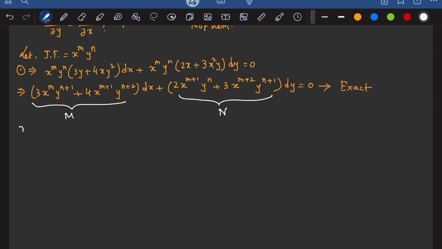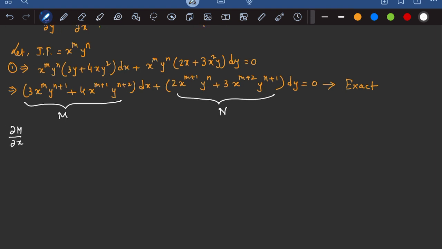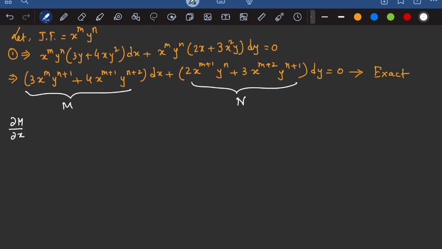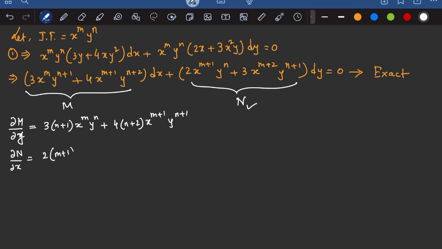In this case, ∂M/∂y should be equal with ∂N/∂x. Obviously, ∂M/∂y and ∂N/∂x you need to find. So ∂M/∂y is 3(n+1) x^m y^n + 4(n+2) x^(m+1) y^(n+1), and ∂N/∂x, this is your N, is 2(m+1) x^m y^n + 3(m+2) x^(m+1) y^(n+1).